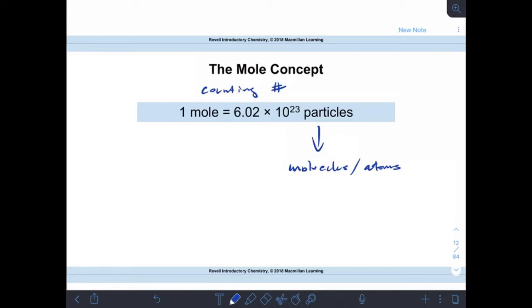But a mole of atoms is 6.02 times 10 to the 23rd atoms, or a mole of molecules is 6.02 times 10 to the 23rd molecules. Okay? And this ends up being a conversion factor for us. So for example, 1 mole of atoms is 6.02 times 10 to the 23rd atoms. Okay, or I could say 1 mole of molecules is that many molecules. Okay, so this is a conversion factor for us.